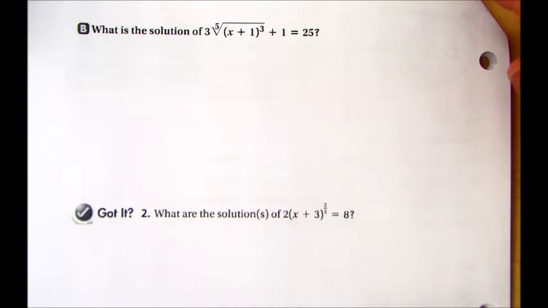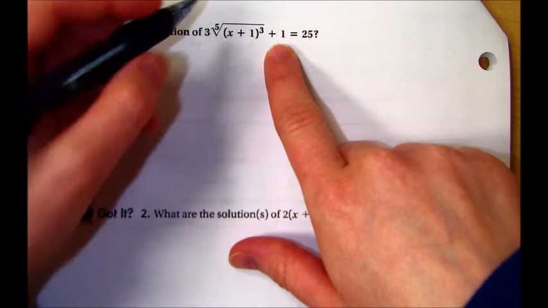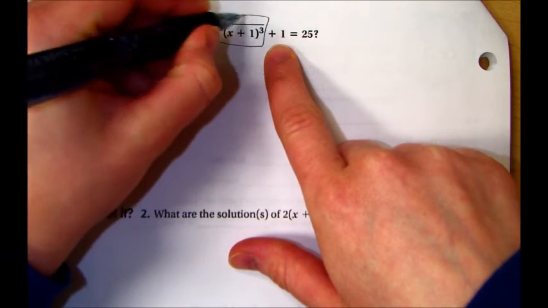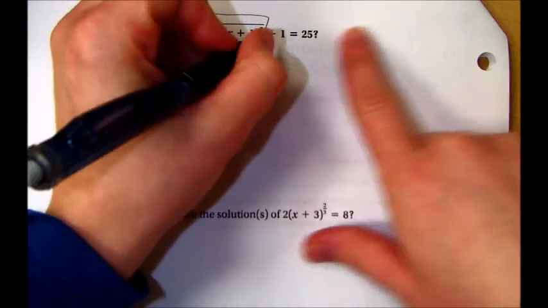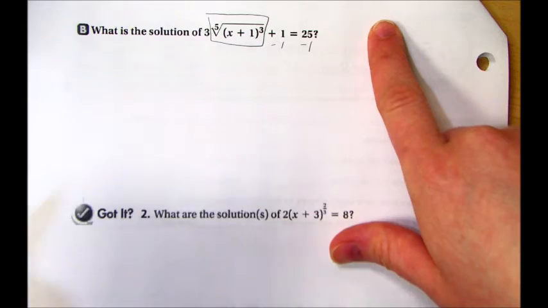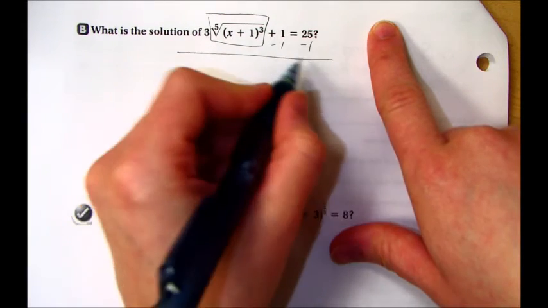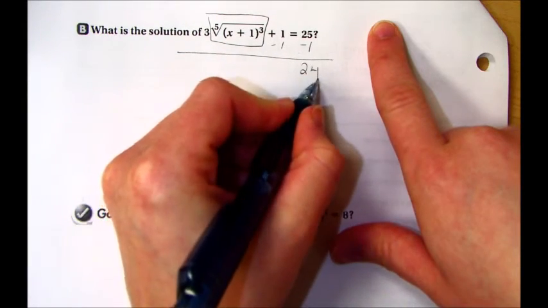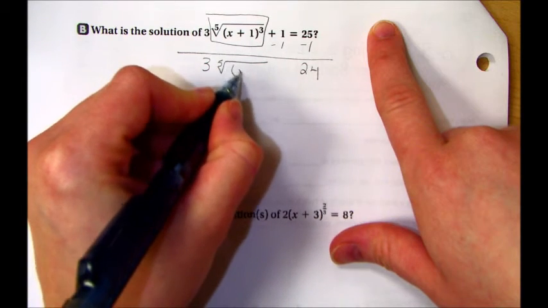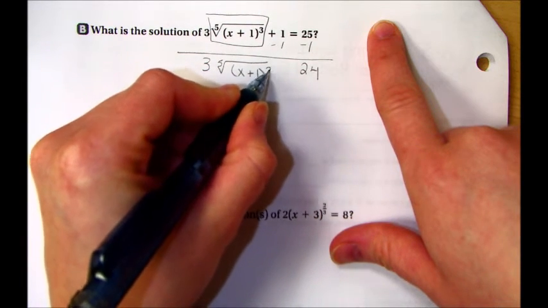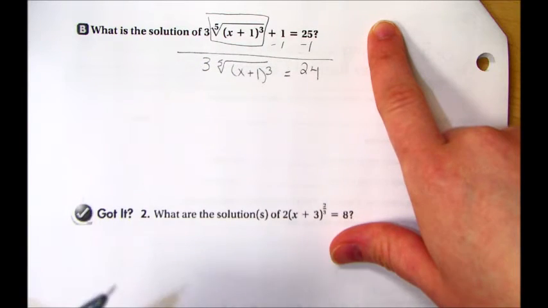Now let's solve part B. The first thing I want you to box off is the part that's trapping x. So I need to get rid of this 3 and this 1. First we're going to take away 1, and this equation will now be equal to 24. So I bring down my 3, my 5th root of x plus 1, which is cubed, and it equals 24.